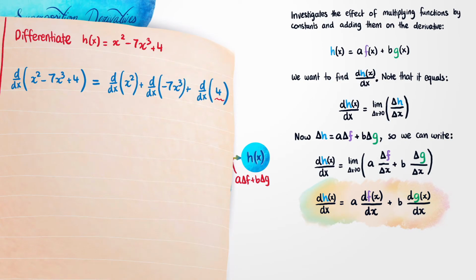Now because the number 4 doesn't change as we change the value of x, then we know that d/dx of 4 is just going to be 0. And now the other thing that the superposition rule tells us is that we can rip this 7 out of the derivative, so we should go ahead and do that too.